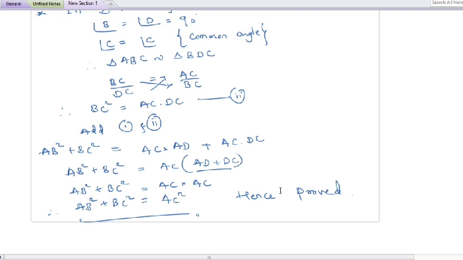So, this is the most important theorem. Now, one more theorem is there, the converse of Pythagoras theorem, and one exercise is there. The remaining part we will discuss in the next class.